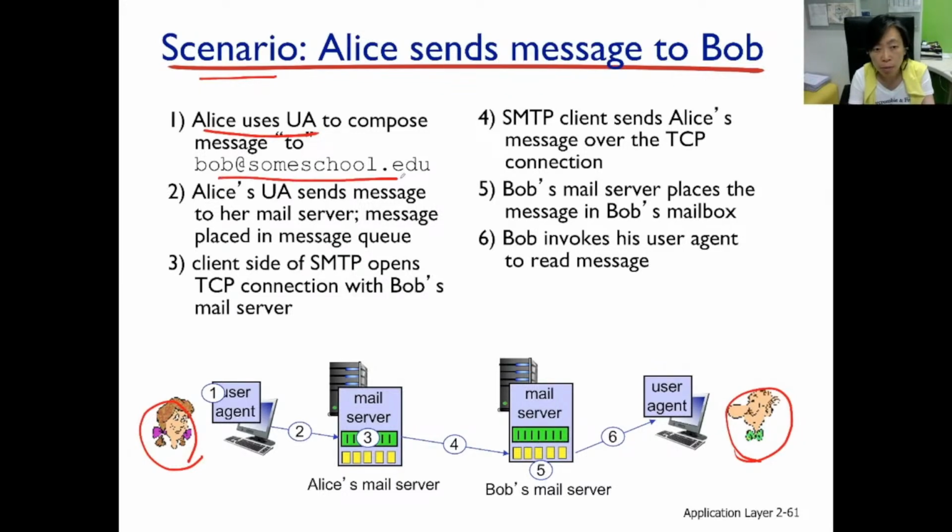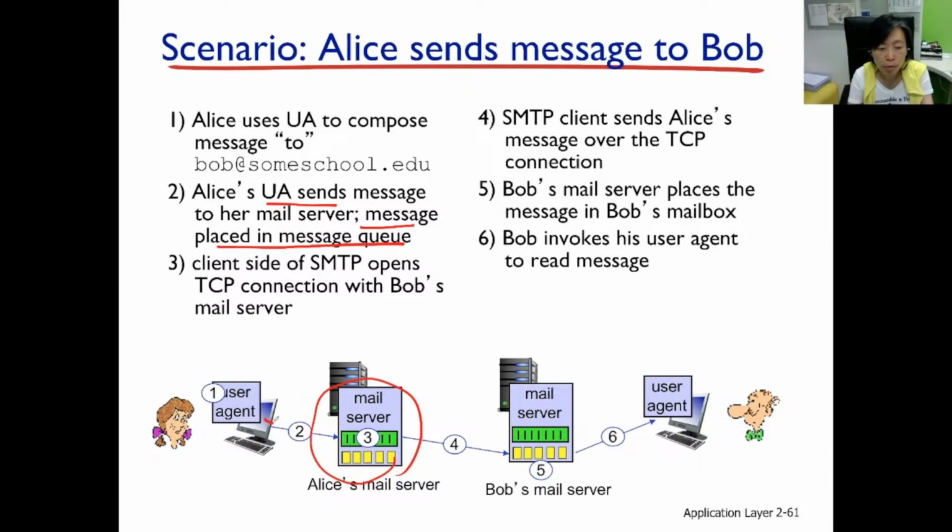So in the email, it will need to specify the receiver. And then the user agent will send the email to the message queue in the local mail server. So that is step 2, email going to the message queue. And then the client side of the SMTP, which is here, this is the one sending, and Bob's mail server will be the one receiving. So this is the client of SMTP. This is the server of the SMTP.